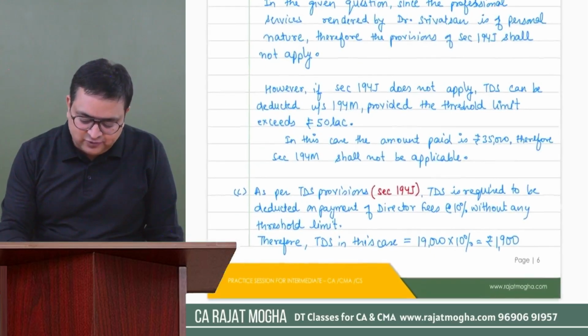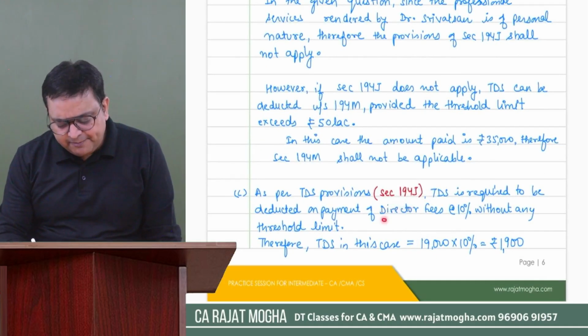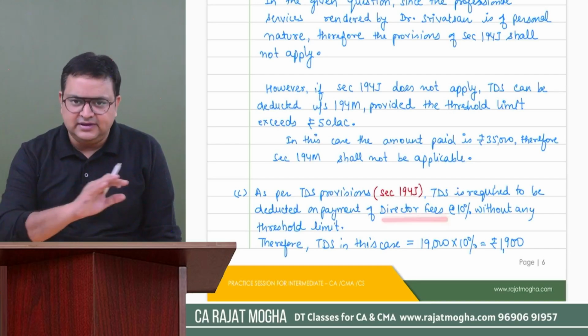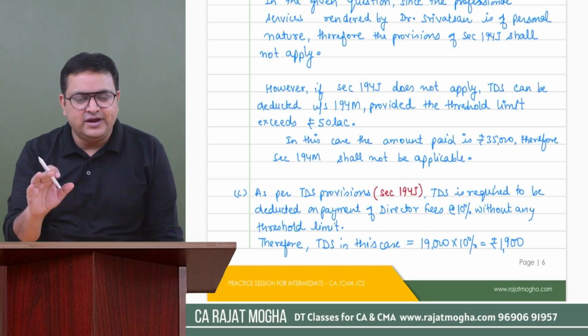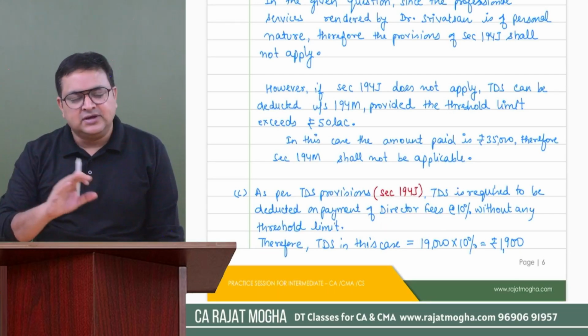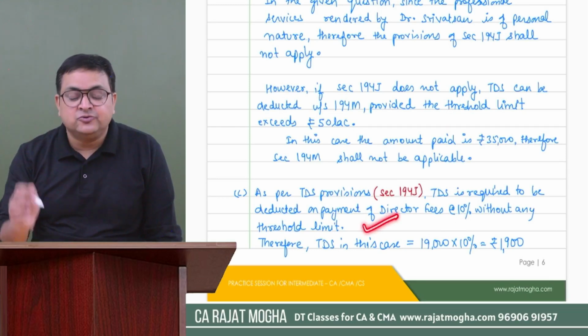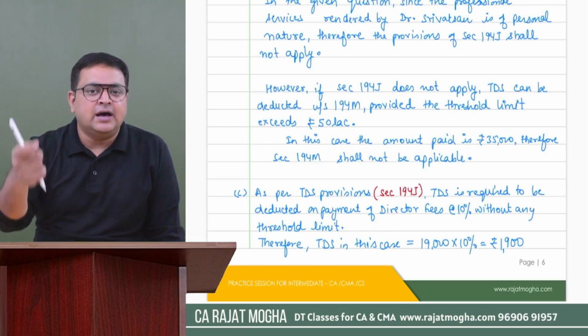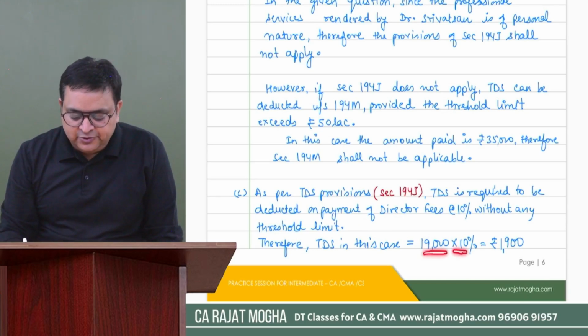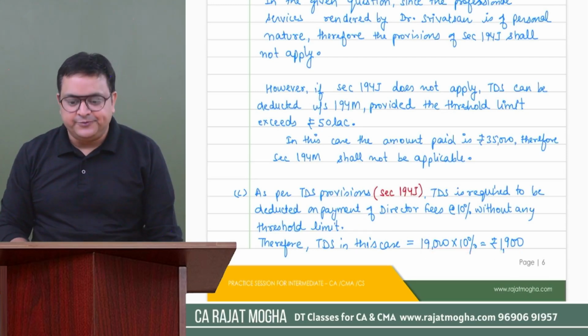Right. And the last one was easy. We are making the payment to a director and it does not have any threshold limit. So you can deduct TDS at a rate of 10% on 19,000. So here you are deducting TDS. So you have to also calculate the amount as well. So 19,000 into 10% is 1,900.